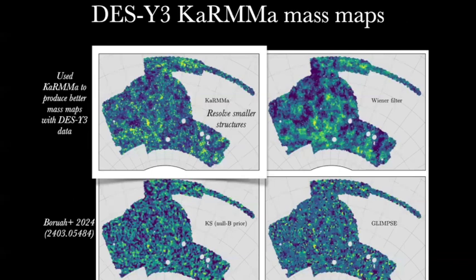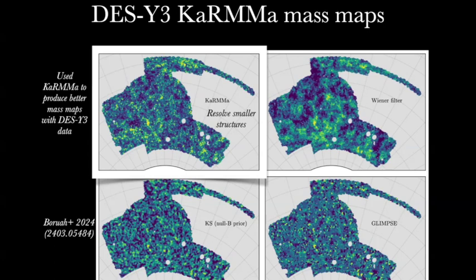So we used Karma to create mass maps from Dark Energy Survey Year 3 data. Here I'm showing one of those examples. On the top left is the map that we create from Karma, and the other maps show the publicly available mass maps that were created using other methods. As you can see, Karma produces a map where we start resolving smaller structures than other methods.